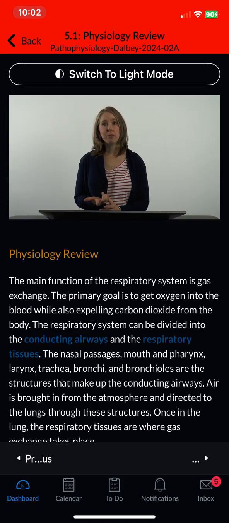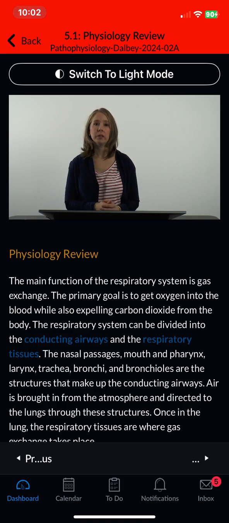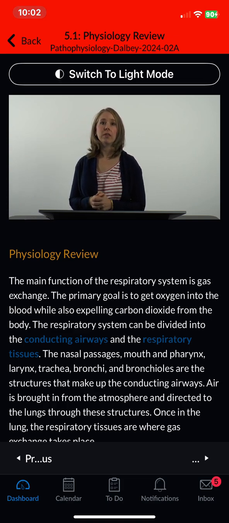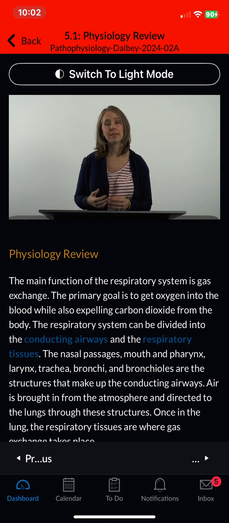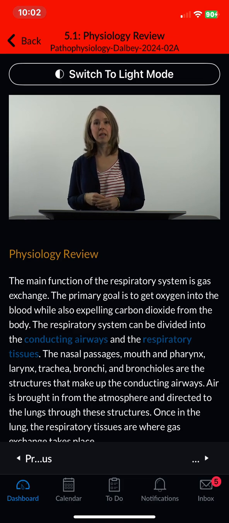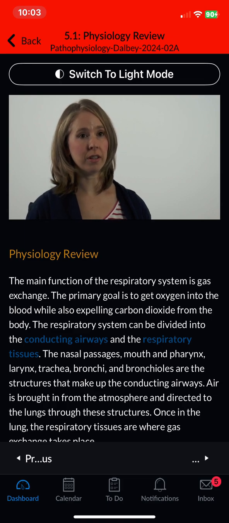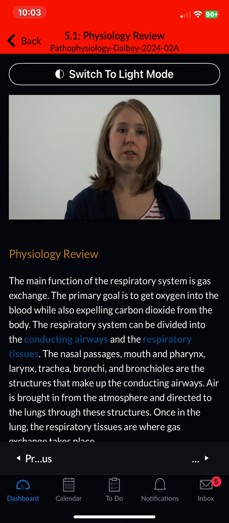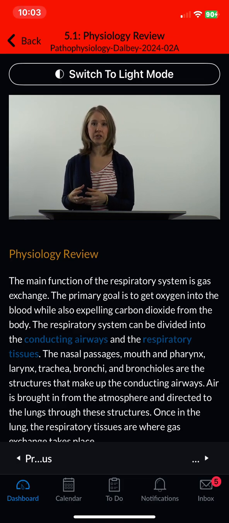So welcome to Module 5 of Pathophysiology. In this module, we're going to be looking at disorders of the pulmonary system. If you remember, the pulmonary system is the same as the respiratory system. And the function of the respiratory system is to bring in oxygen, and that's important for us if you remember that oxygen is necessary for our aerobic respiration to generate energy.